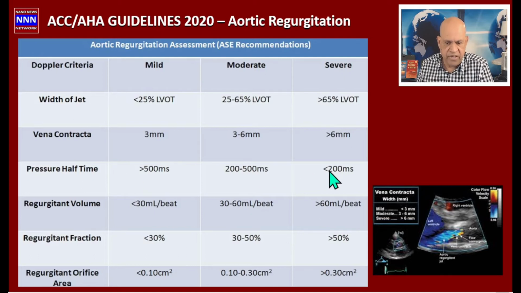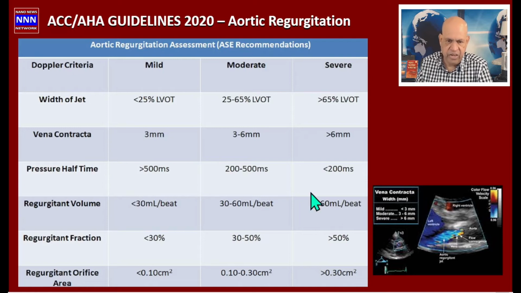And if the pressure half time is 200 milliseconds, it takes only 200 milliseconds for the pressures to equalize. That means the pressure in the ventricle is rapidly going up, which is the reason why the ventricular and aortic diastolic pressures equalize. Thus, the pressure half time is cut short. Then the regurgitant volume is almost twice that of the mild, and the regurgitant fraction is almost 50%. So 50% of the blood that's being pumped into the aorta is coming back. That's an indication we are dealing with severe aortic regurgitation.